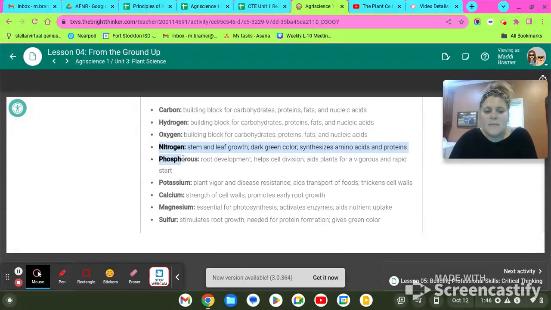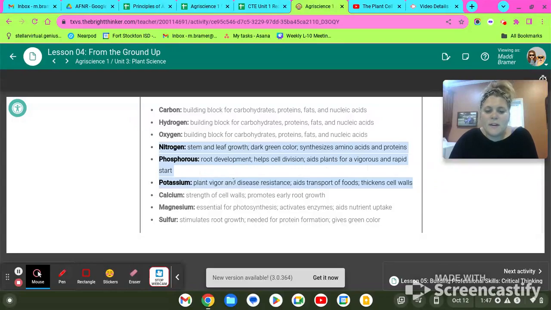So let's talk about this NPK that I said was so important, and we'll talk about why. Nitrogen is really important for stem and leaf growth, gives the dark green color, and synthesizes amino acids and proteins. A good way to know if your plant is low on nitrogen is if it looks yellow in color, because nitrogen gives that dark green color. Phosphorus is for root development. We talked about how important roots are. It helps cell division and aids plants for a vigorous and rapid start.